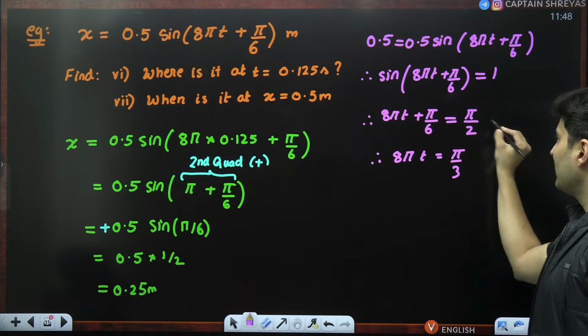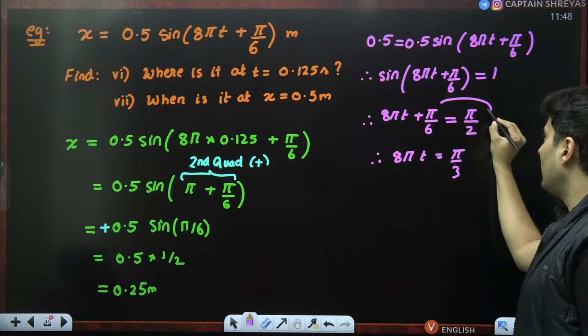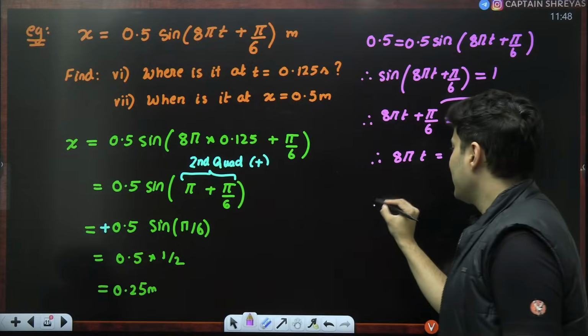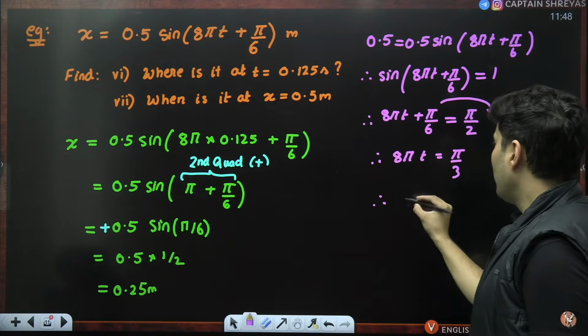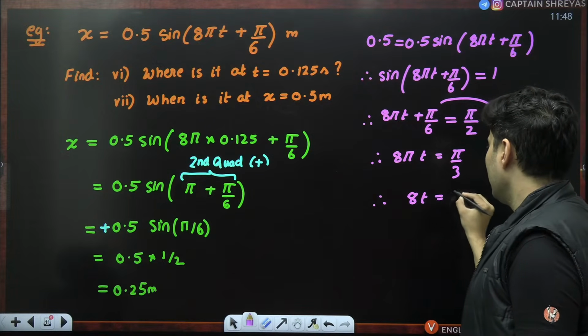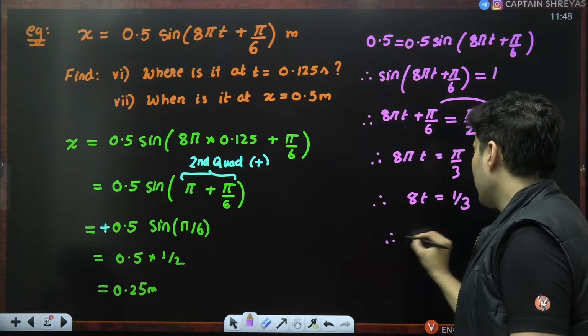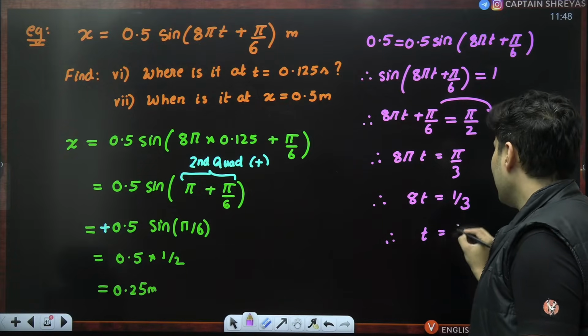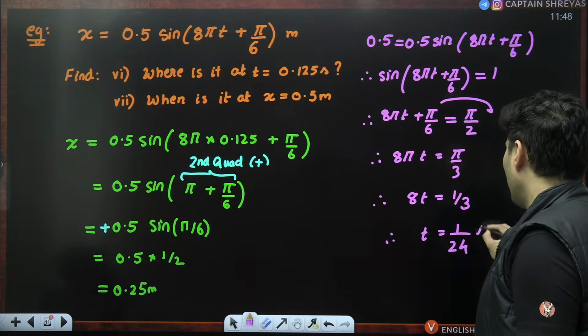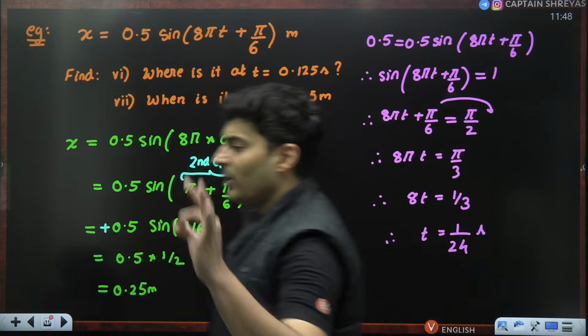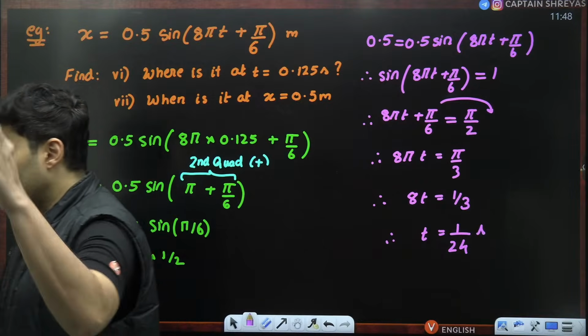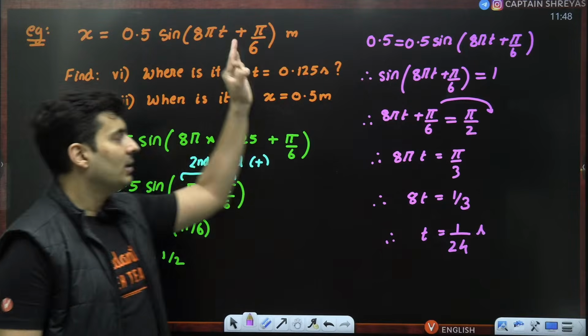90 minus 30. If you take pi by 6 on the other side, yes, it will become 60 degrees, which is pi by 3. Pi cancels, so 8t will be 1 by 3. Therefore, time will be 8 3s are 24. So 1 by 24th of a second. So at 1 by 24th of a second, it will be at 0.5 meters.